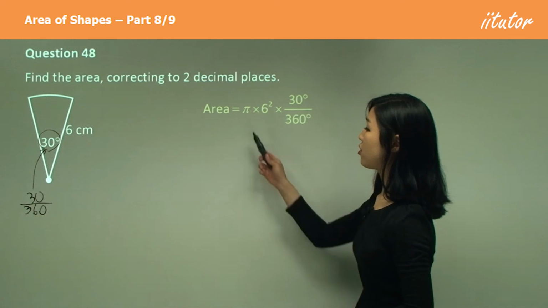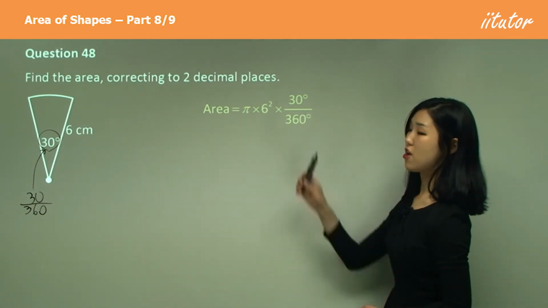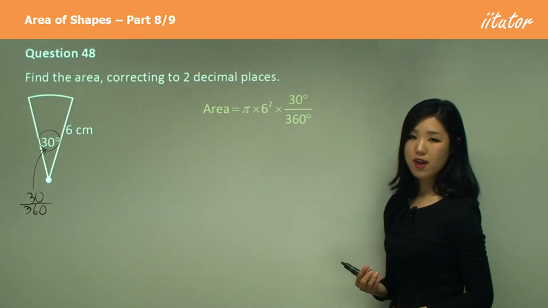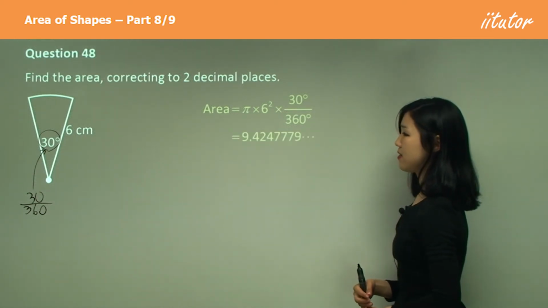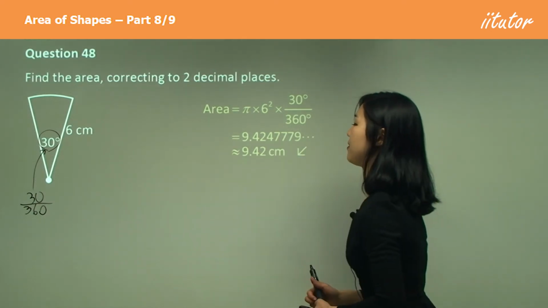So I'm simply going to do pi r squared, so pi times 6 squared, times that fraction, 30 out of 360. Put that into your calculator very, very carefully, and you should get this. Please check if you do, okay? And then to 2 decimal places, that's your answer.